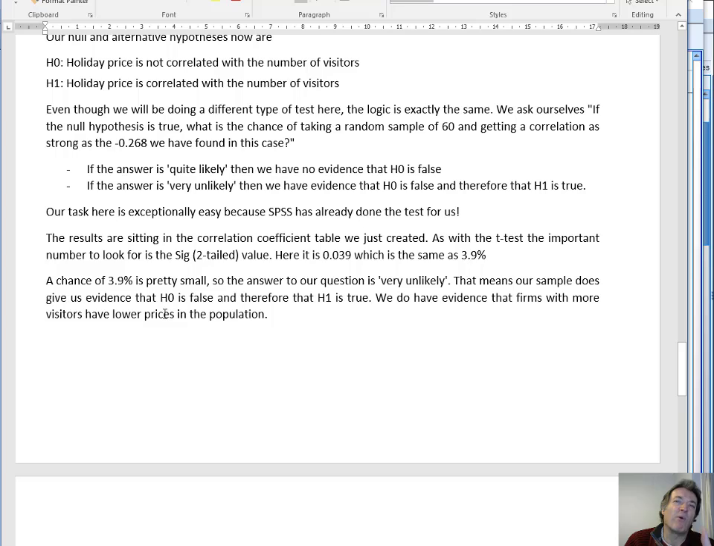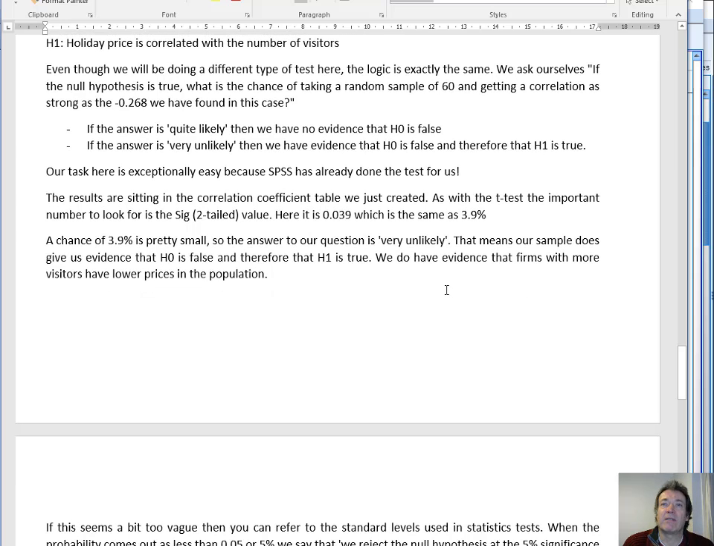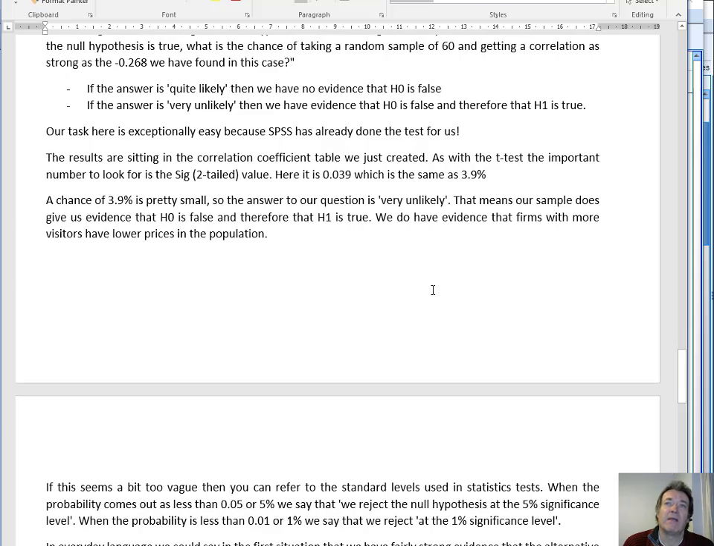So there's something wrong with the null hypothesis. It makes us doubt that. So we want to reject the null hypothesis at the 5% significance level, because 3.9 is less than 5. So reject H0 at the 5% significance level, adopt H1 instead, and the final conclusion is that there is fairly strong evidence that firms that have got lower prices have more visitors.